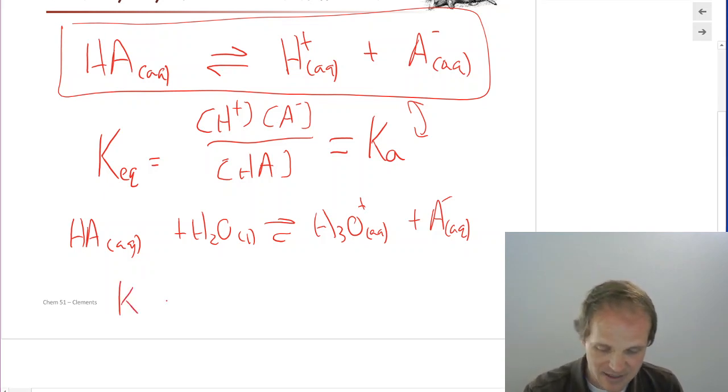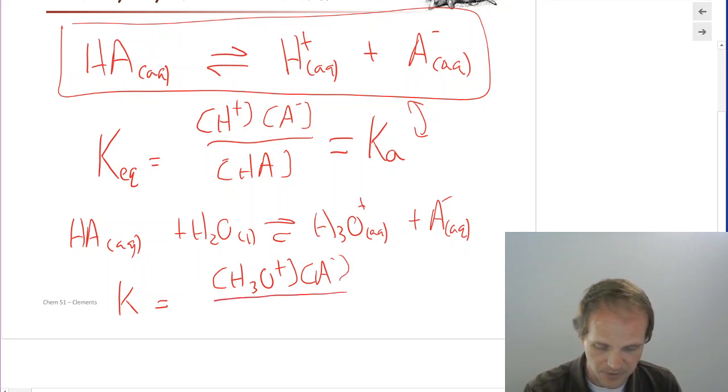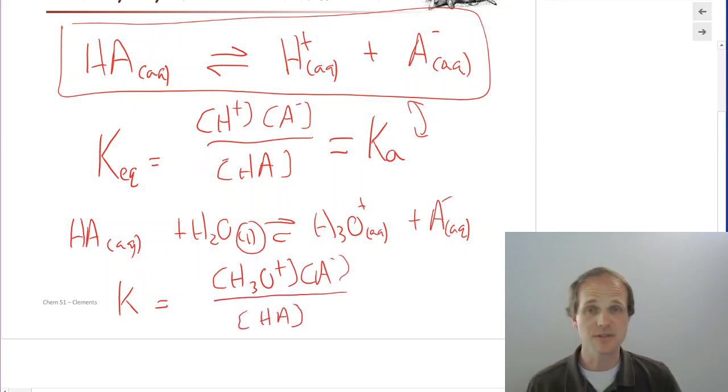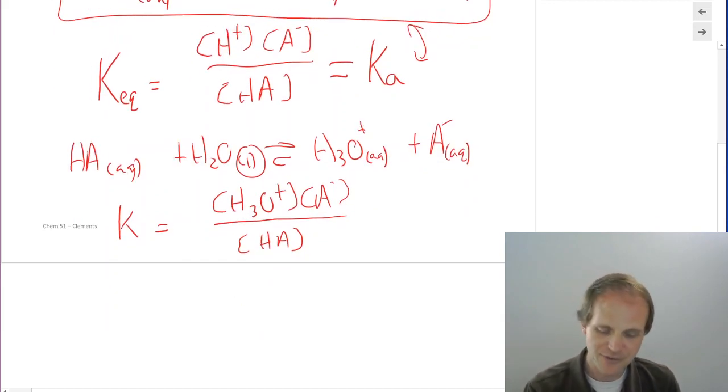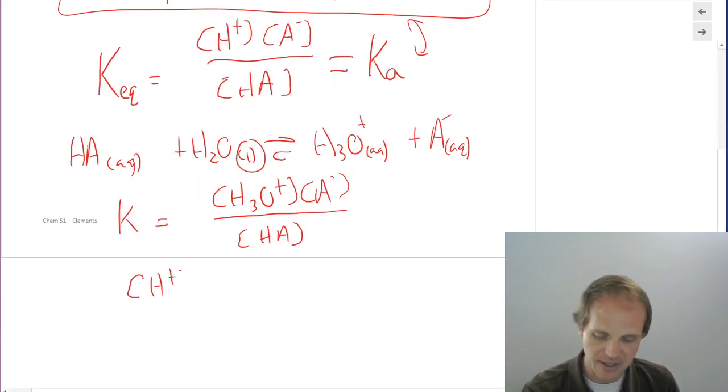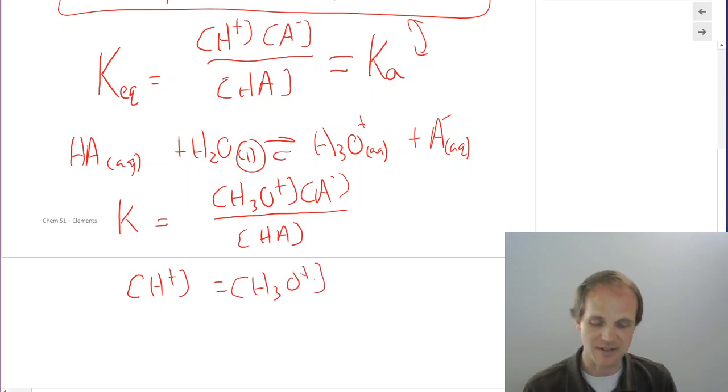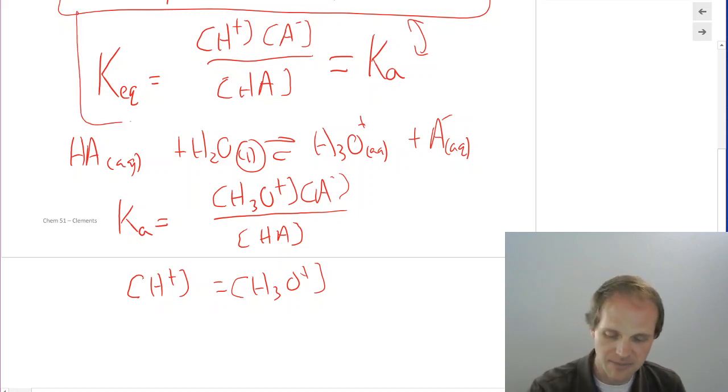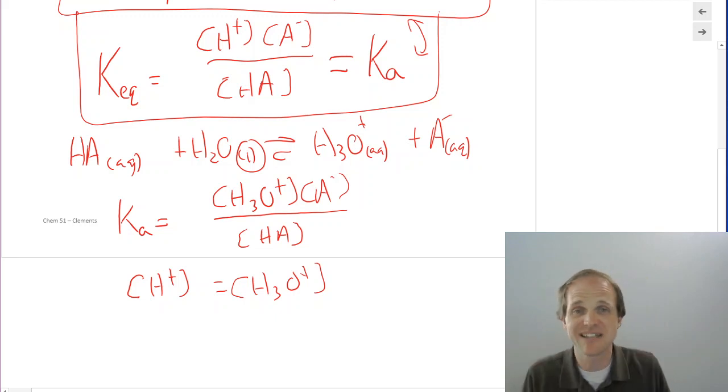And this K is going to look slightly different, right? It's going to look like H3O plus times A minus over HA. Remember, water is a liquid, so we don't put it into our K expression. But if you remember, H plus and H3O plus are the same thing. So these two K expressions are actually exactly the same. There's no difference between them whatsoever. They are both Ka. Primarily, I'm going to use this top version just because I am a little lazy.